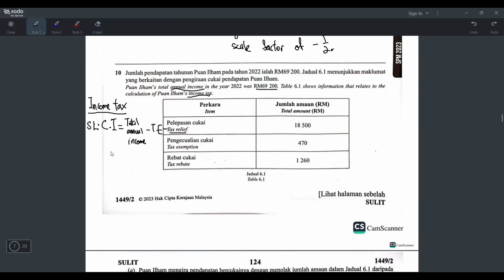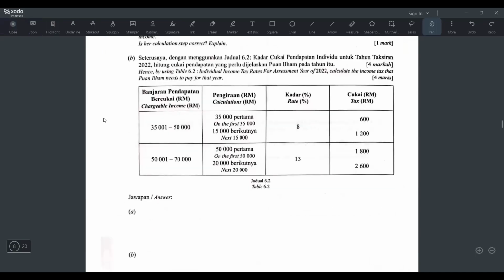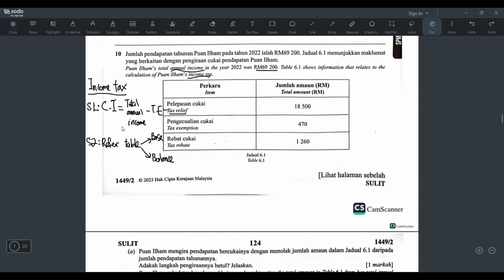And then step 2 is you refer the jadual ataupun refer the table. And when you refer the table, you will get two things: first the base tax and the balance. Ataupun dalam bahasa Melayu, when you baca jadual, you dapat dia punya cukai dasar and cukai baki. And the table they will give you. This is the tax rate punya table. Nanti later I'll teach you how to baca the jadual. So for now I'll tell you the whole concept first. Step 2, dapat base tax and balance.